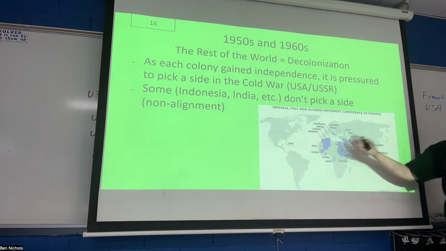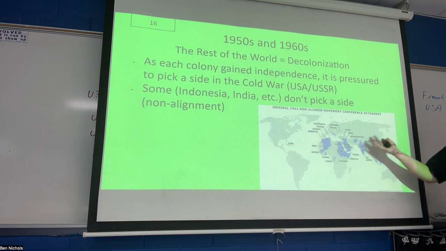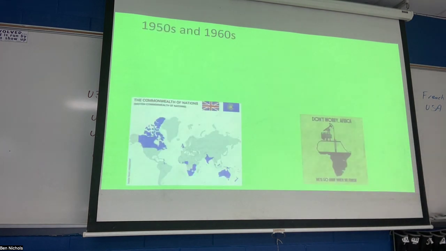And if people had gone back into the history and looked at the history of India, it would have been obvious what they were doing. There was no news story there. They were just not aligned.